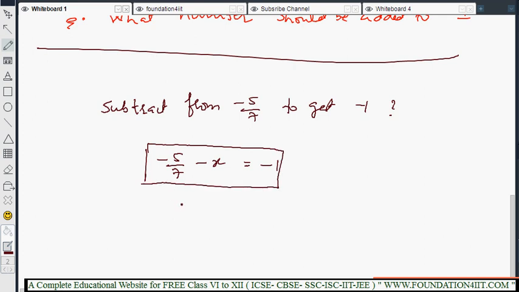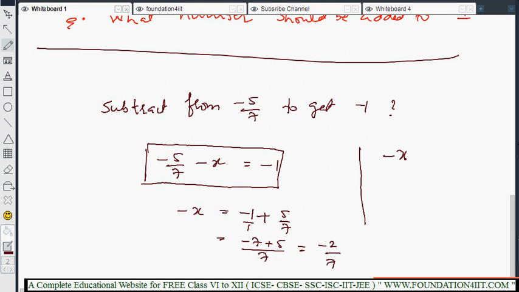Now let us take minus 5 by 7. So here minus x is left. Now this minus 5 by 7, if you take this side, it becomes plus 5 by 7, because of additive inverse. Now if you simplify, the denominator is 1, 7 is the LCM. Minus 7 plus 5, that I am taking, there is minus 2 by 7.